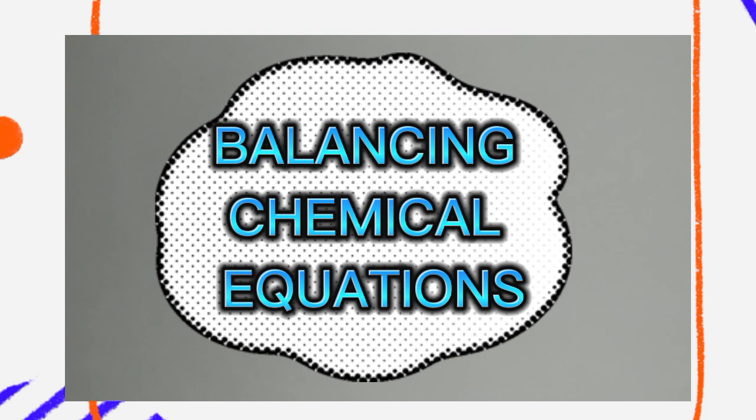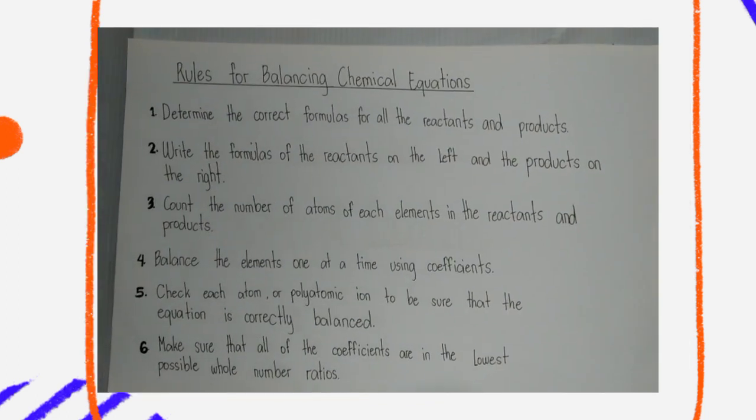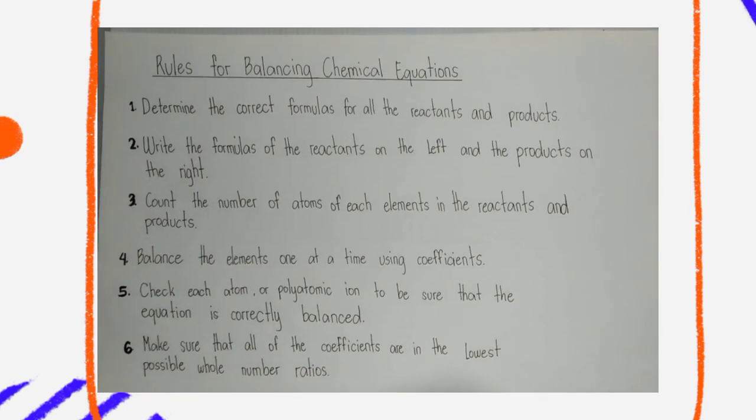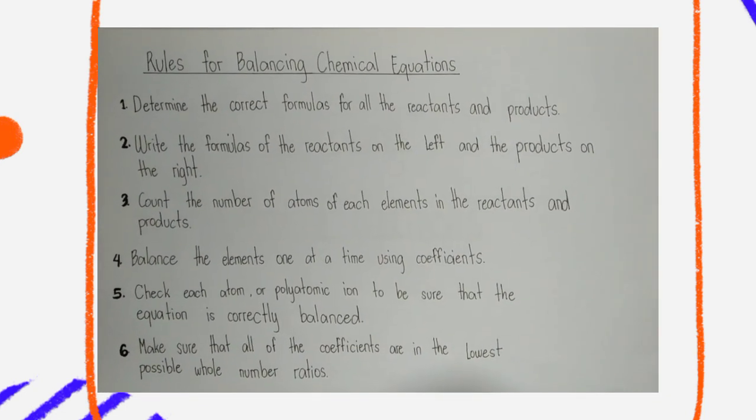First, what is a balanced chemical equation? A balanced chemical equation is an equation where the number of atoms of each type in the reaction is the same on both reactants and product sides. Chemical equations have certain rules that need to be followed. So we have here the rules for balancing chemical equations.